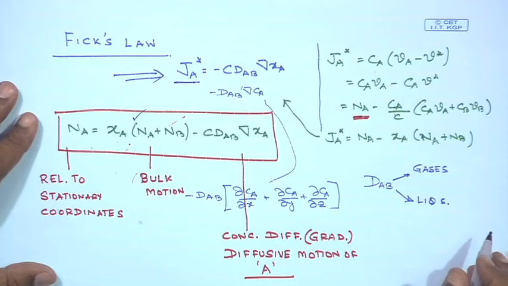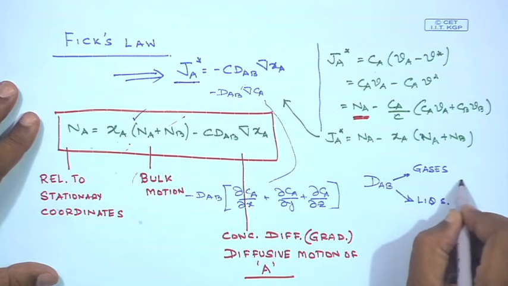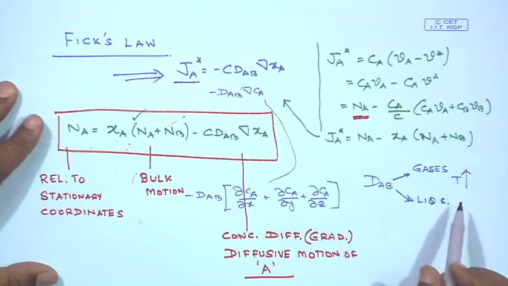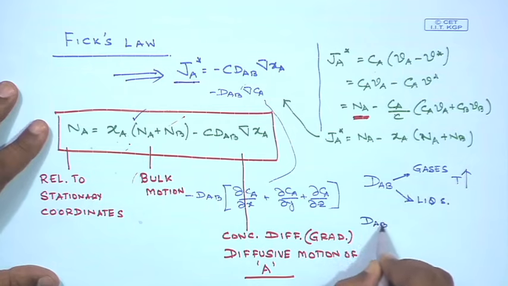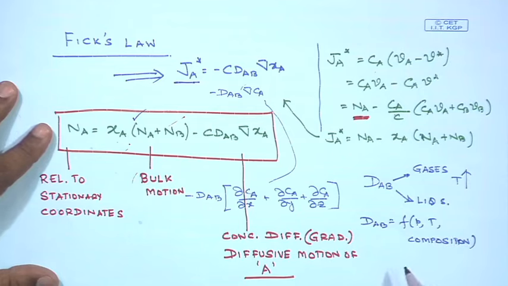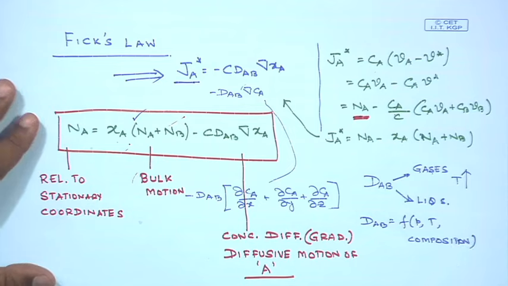Okay. So, both of them increase with an increase in temperature. So, as the temperature increases, this DAB, it's a function of pressure, temperature, and it could also be a function of composition of the gas mixture. So, for gases and liquids with increase in temperature, DAB increases, and at low density it's almost composition independent for the case of gases.